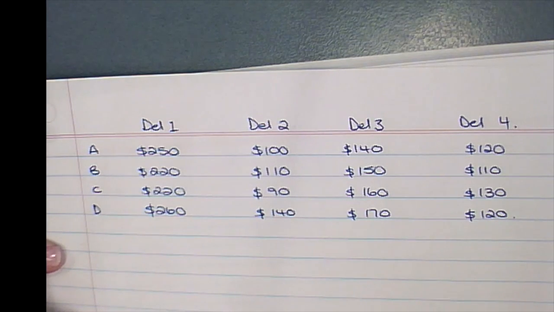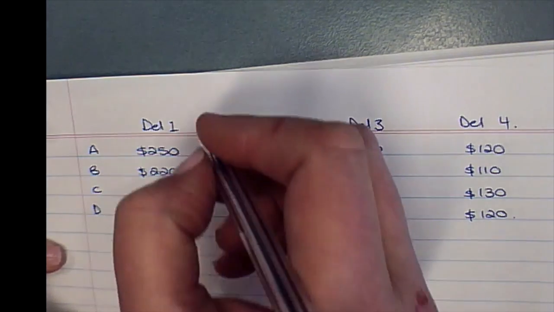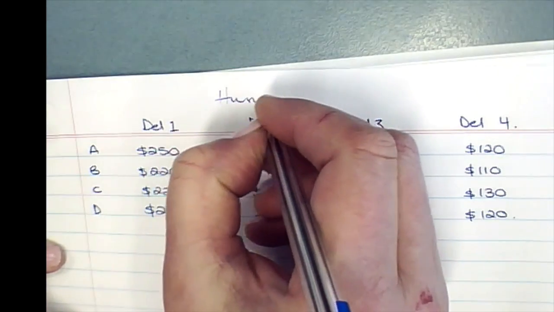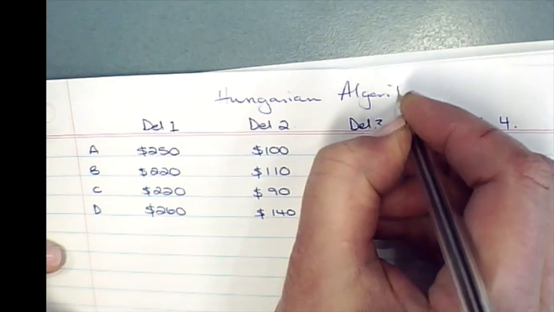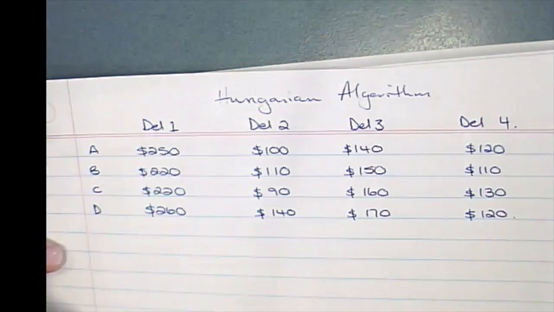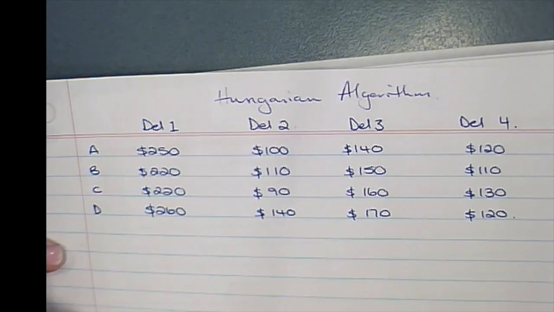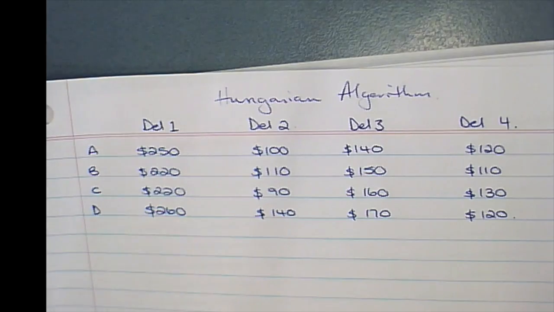Okay, so we're going to do a Hungarian algorithm on this to work out what our minimum cost is. We have 4 people to do 4 different deliveries, and we need to minimize the cost of the total deliveries.